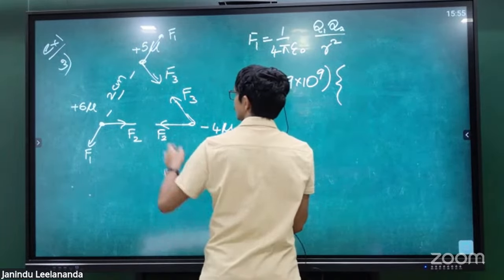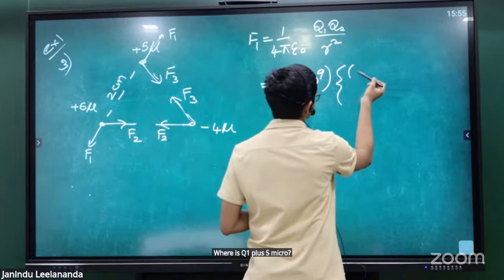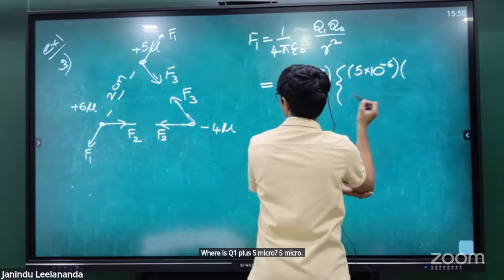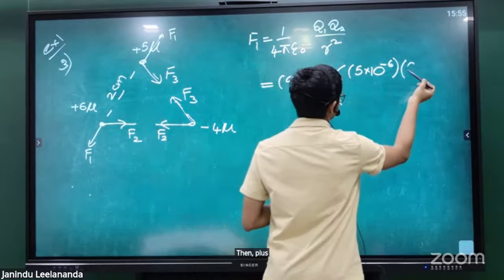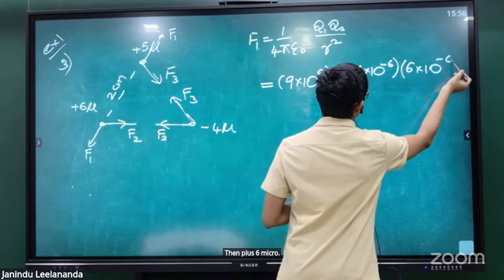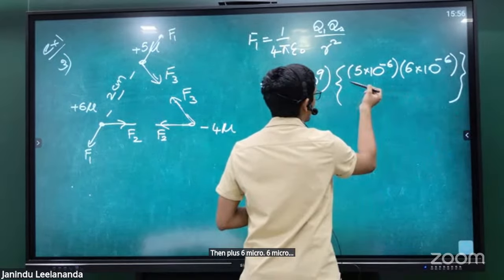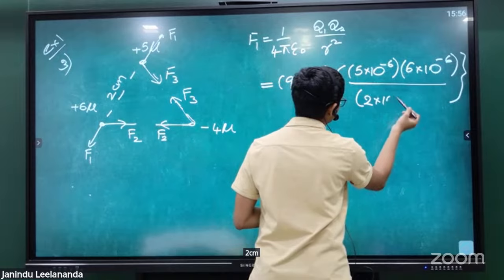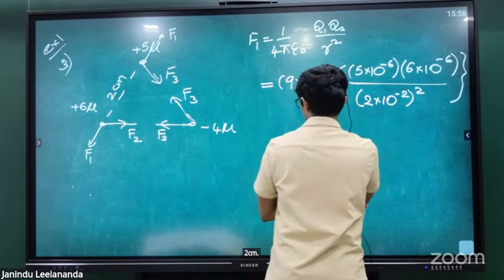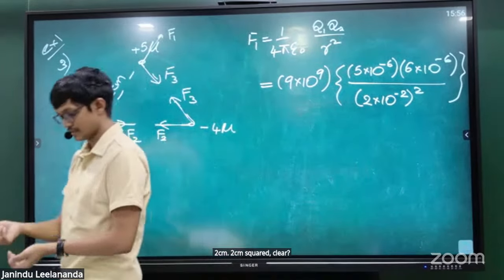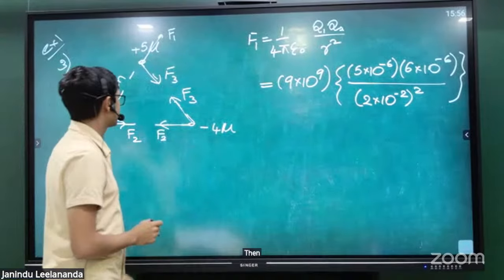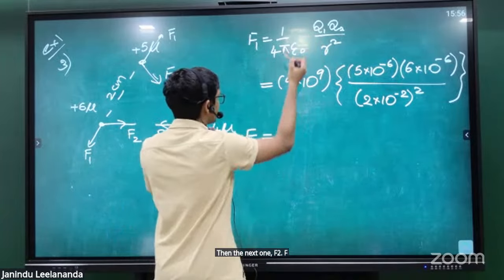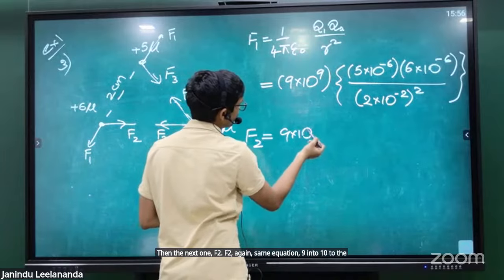What is Q1? Plus 5 micro. Then plus 6 micro, over R squared. What is R? Distance? 2 centimeters, 2 centimeters squared. Then the next one, F2. F2, again same equation, 9 into 10 to the power 9, 1 over 4 pi epsilon naught.